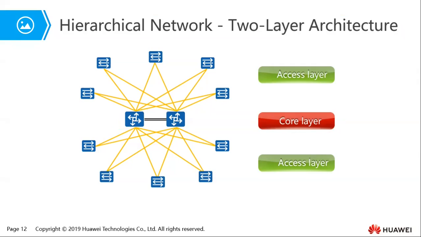Some of the advantages are that it provides a higher port density from a large number of access devices. You can see all these devices are, for example, 24 ports. So it provides a higher port density, and it also forwards data faster because it's only forwarding between 2 layers, and it is able to connect peering devices.